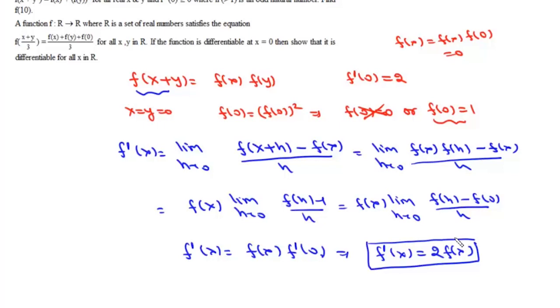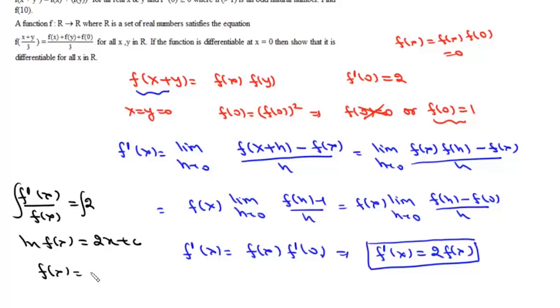So what we'll do is we'll use differential equation. We can write this as f dash x upon fx will be equal to 2, and we integrate, we can write log fx and it will be equal to 2x plus c, or fx will be e to the power 2x into e to the power c, and e to the power c is some constant.